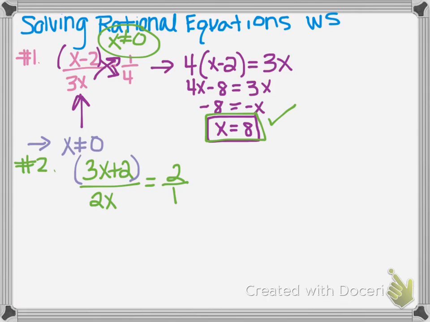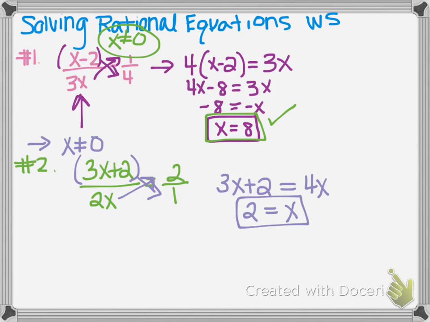So I put my parentheses in, cross multiply, and I get 3x plus 2 equal to 4x. I'm going to subtract 3x, and x equals 2. 2 isn't 0, so that's good to go.